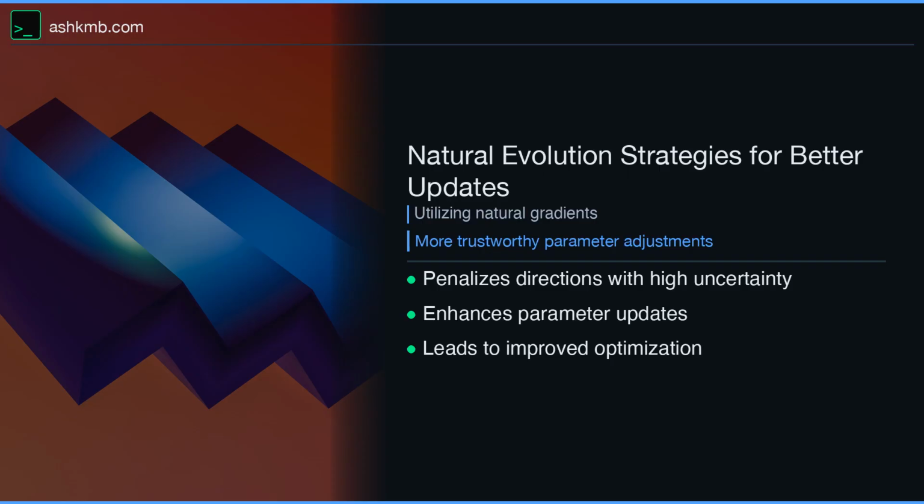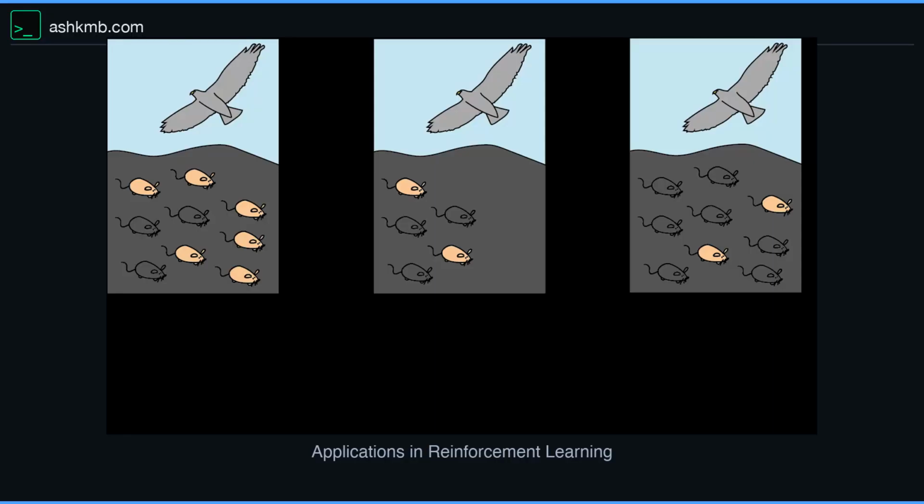convergence. Natural evolution strategies utilize natural gradients for improved parameter updates. These updates penalize directions with high uncertainty, resulting in more trustworthy adjustments during the optimization process. Evolution strategies have significant applications in reinforcement learning. Notably, OpenAI has successfully employed ES to optimize reinforcement learning policies, showcasing its efficacy in complex environments.